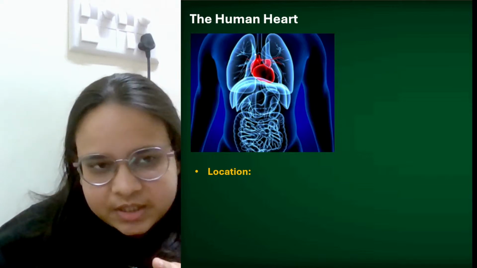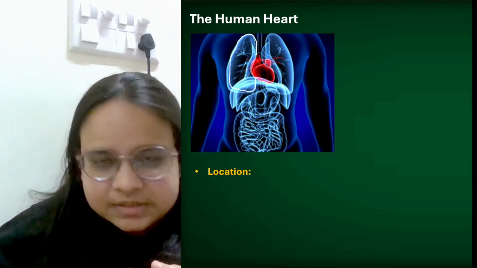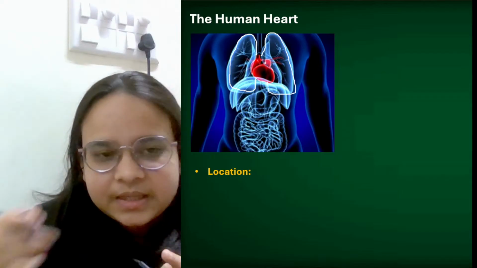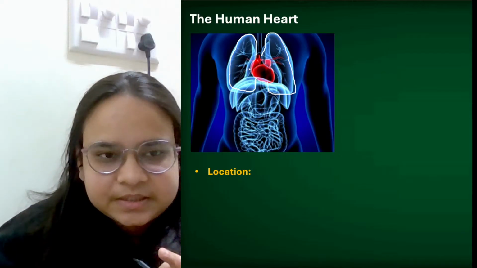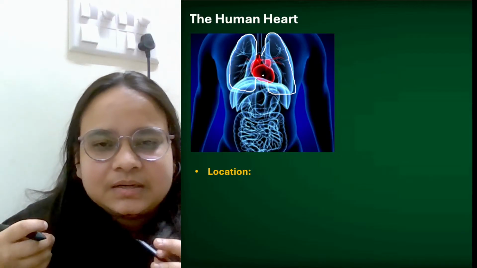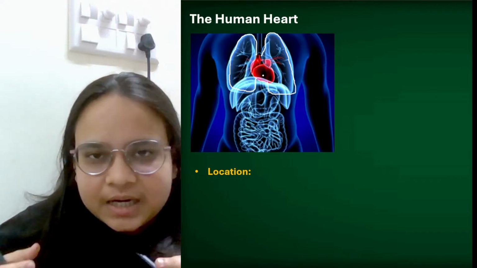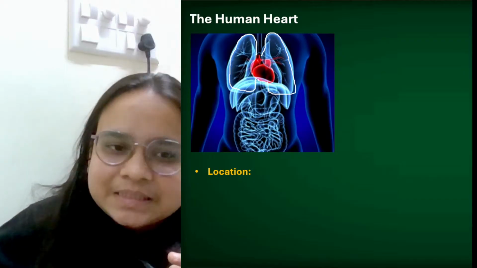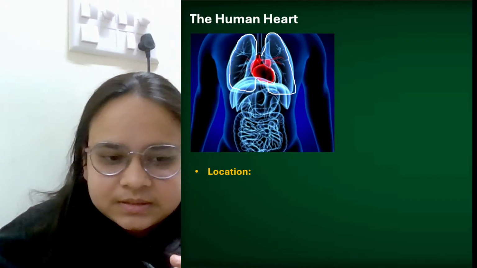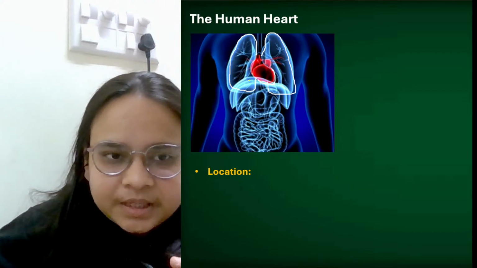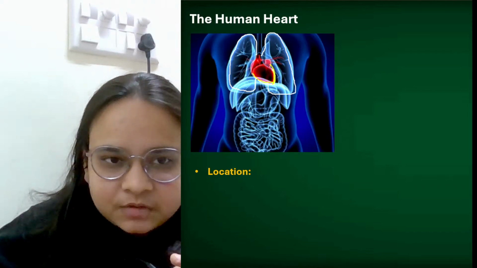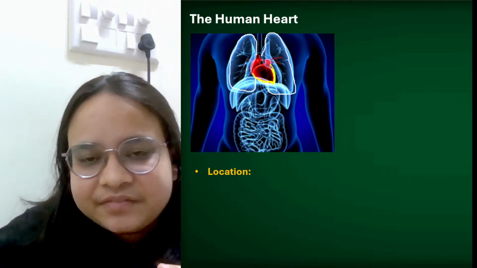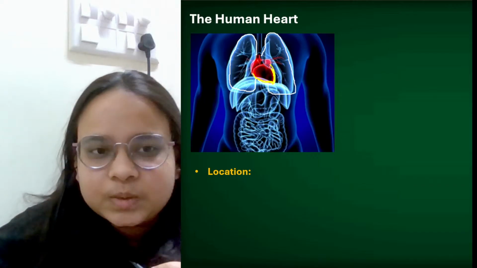If you see the picture carefully, this is one lung and this is the left lung, and in between them our heart is present. But why do we feel that our heart is present on the left side of our chest cavity? It is because of the apex part, the tip part of the heart, which is slightly tilted towards the left side.